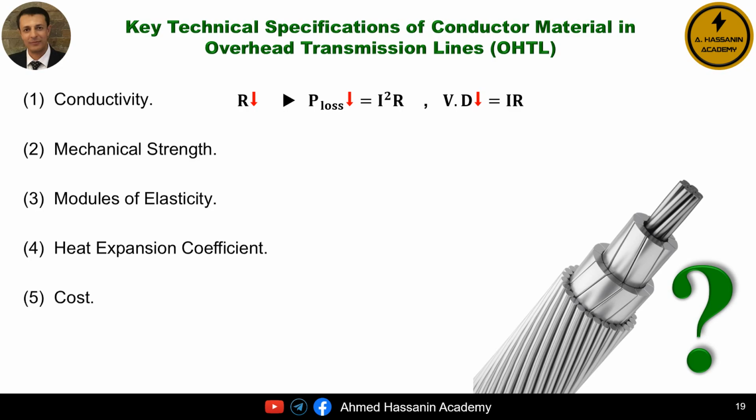Of course, it is very important that the economic cost of the conductors, or in general, the construction cost of the overhead transmission line, be as low as possible, while still maintaining the technical and engineering requirements of the line. That is why we find that the most commonly used conductors in overhead transmission lines are made of aluminium, because it is light in weight, and secondly, because it is much cheaper than copper.